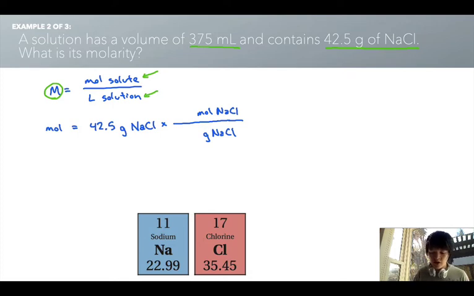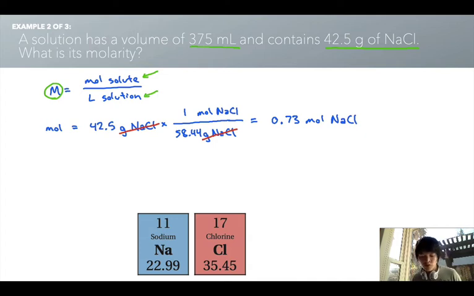Now, it turns out the molar mass of NaCl, if you add them together, is 58.44 grams for every 1 mole of NaCl. So you cross out the unit that can cancel out here, which would be grams of NaCl, and we're left with moles of NaCl. Since that's what we want, we throw in an equal sign. We need to do a division here: 42.5 divided by 58.44 gives us about 0.73 moles of NaCl.